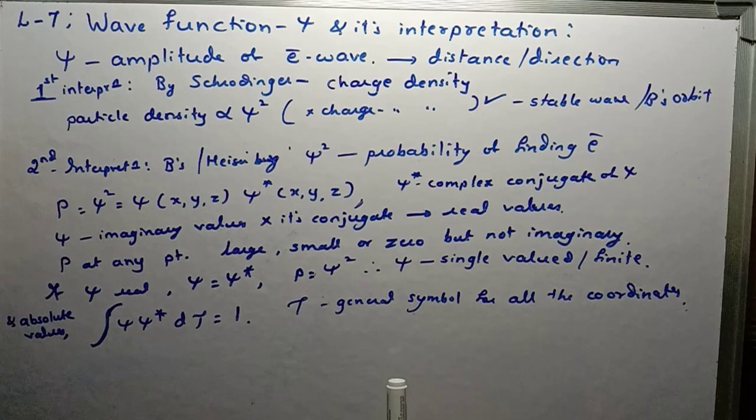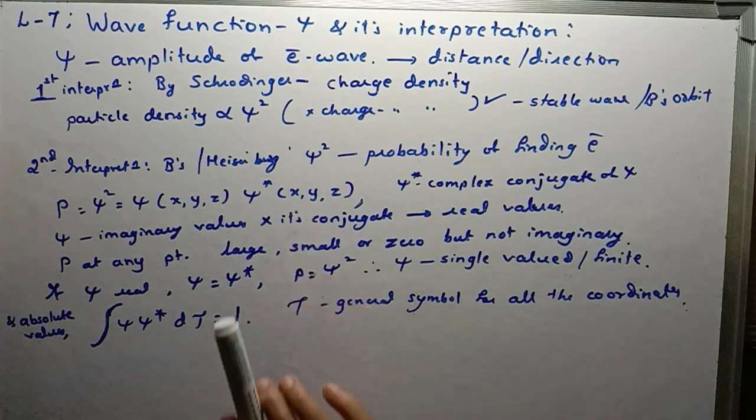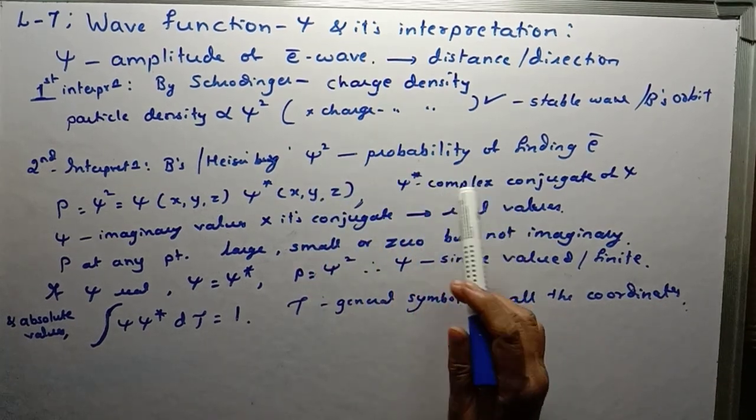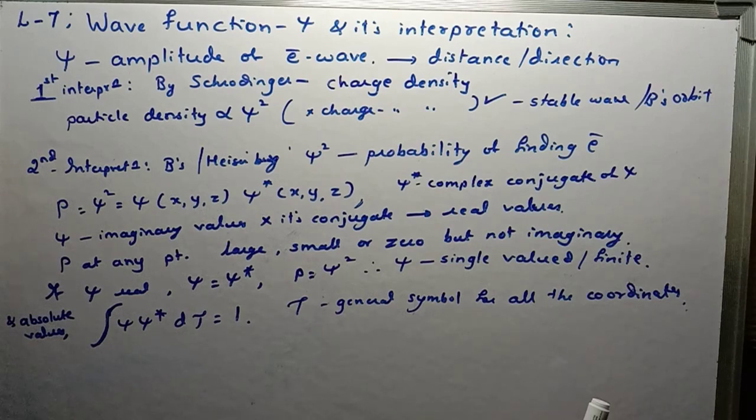The second interpretation is given by Bohr and Heisenberg. According to this, psi has no actual physical meaning, and psi square is not a measure of the particle density or charge density at any point, but it is related to the probability of finding the electron in the vicinity of the nucleus at any given moment.